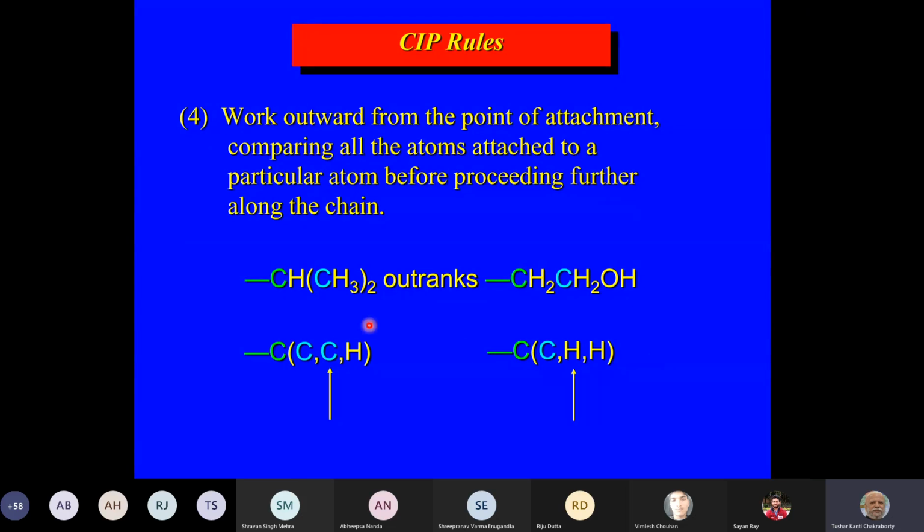Sometimes you may get confused because I have an isopropyl group and I have a CH2CH2OH. Oxygen has higher priority, so why should this one not get a higher priority? It is because we have been able to decide at the first atom itself that this has a higher priority. Then we don't go to the next atom, that is the next carbon atom, which is bearing the oxygen. So at the first atom, this one has a higher priority. So this is the fourth rule.